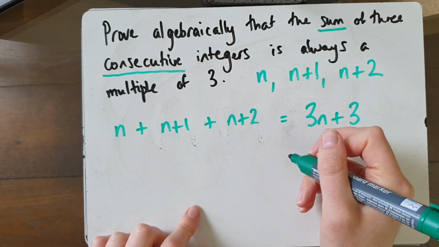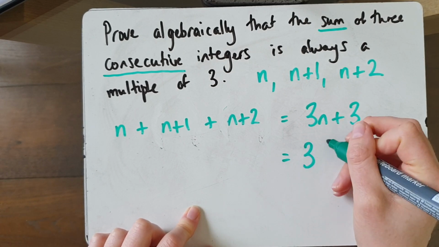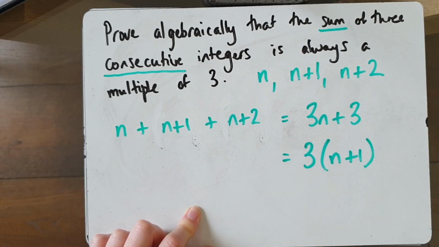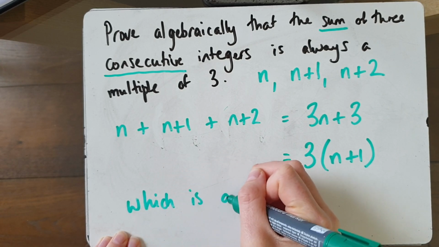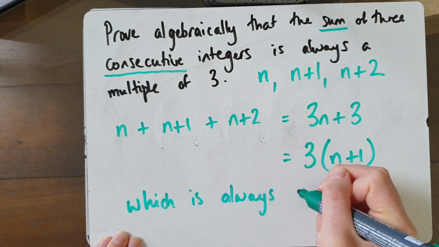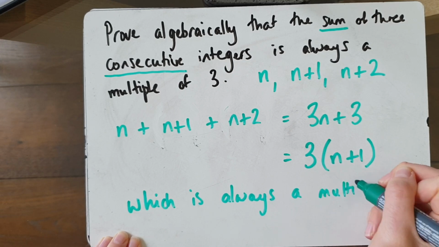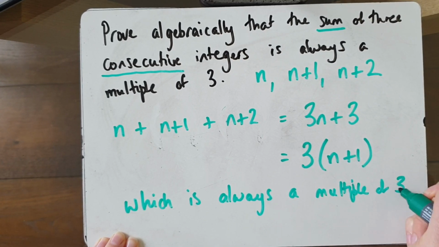That is not proof enough. We're going to factorise the 3 out, and then we are going to write a sentence which is: always a multiple of 3.